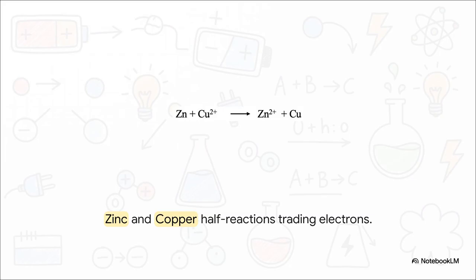We can see this exact give and take perfectly illustrated when we look at zinc and copper. The zinc loses its electrons, that's our oxidation, and becomes zinc ions. Meanwhile, the copper ions snap up those free electrons, that's our reduction, and transform into solid copper. It's like a perfectly balanced microscopic ledger of give and take.